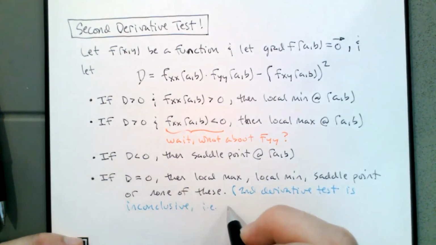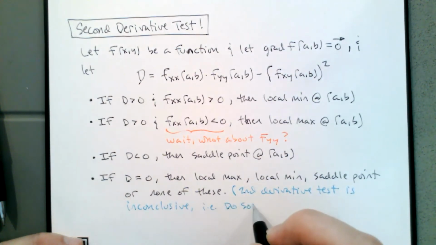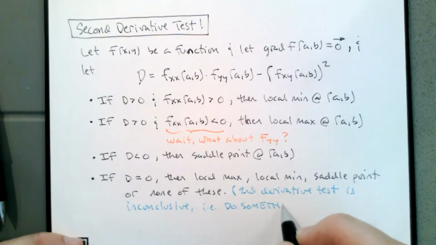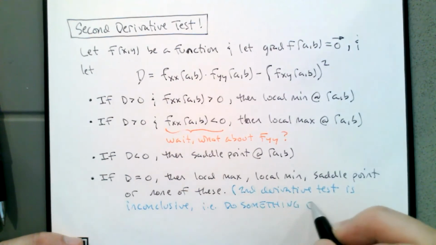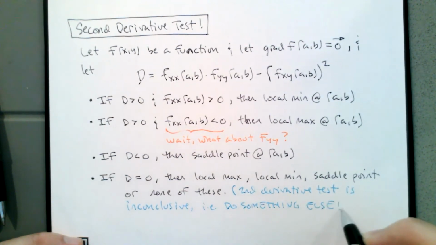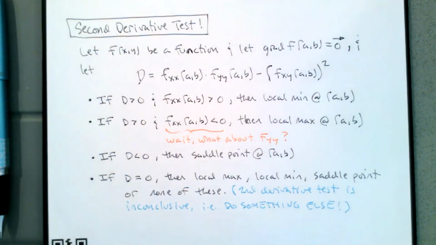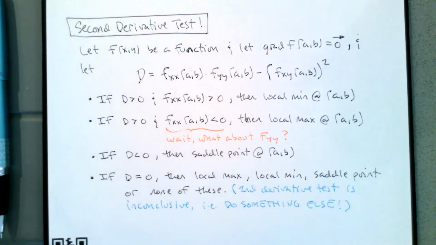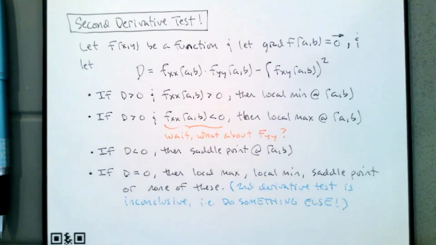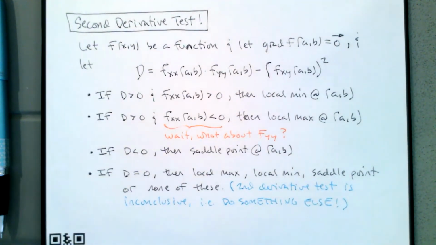That is, do something else. You don't get to say inconclusive, because it's either going to be a local minimum, a local maximum, a saddle point, or none of these. You don't get to say inconclusive. You have to do something else to figure out what's going on at that critical point. You still have to figure it out.